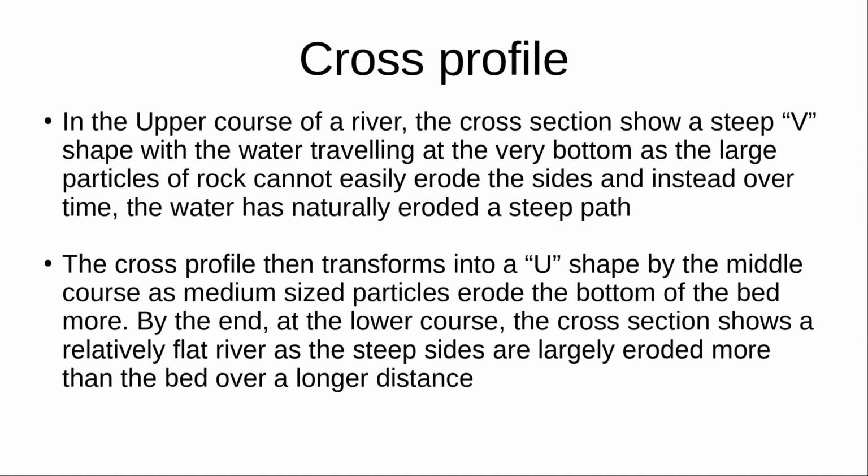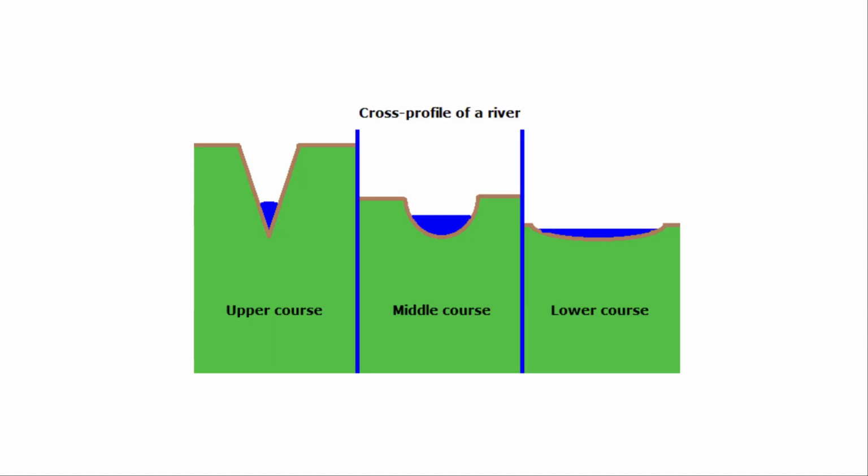The cross profile then transforms into a U-shape by the middle course, as medium-sized particles erode the bottom of the bed more. By the end, at the lower course, the cross-section shows a relatively flat river, as the steep sides are largely more eroded than the bed over a longer distance.